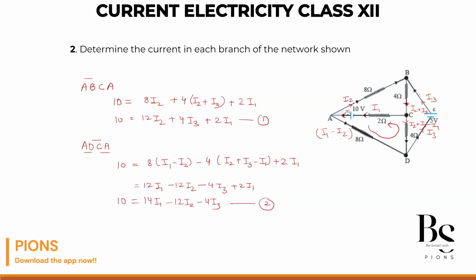Great. Now we need one more equation. Can't we, sir, solve these two equations simultaneously? No. Why can't you solve the two equations simultaneously? Because there are three variables and two equations. You can never solve them. Okay. So let's move to the third loop.